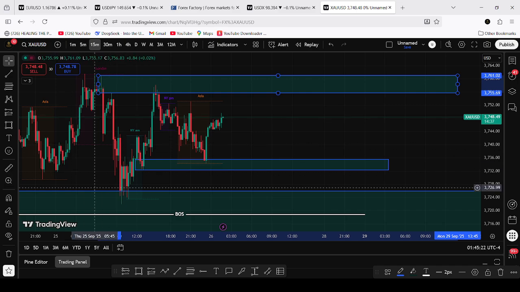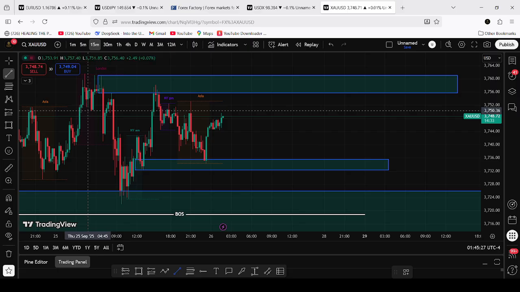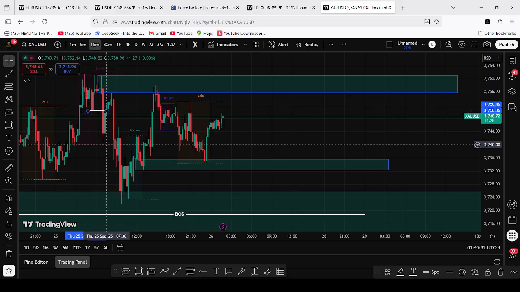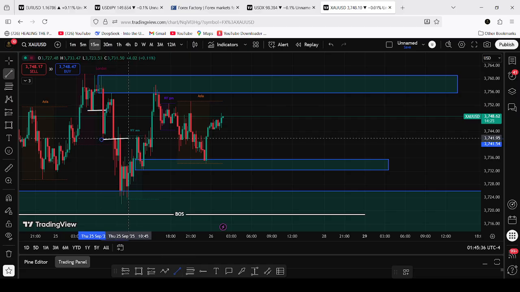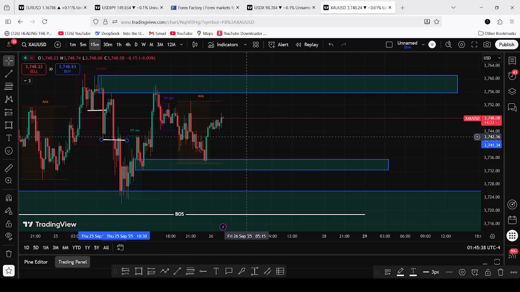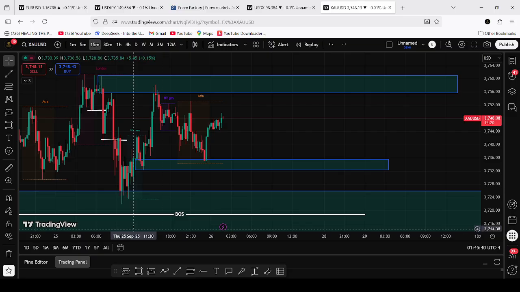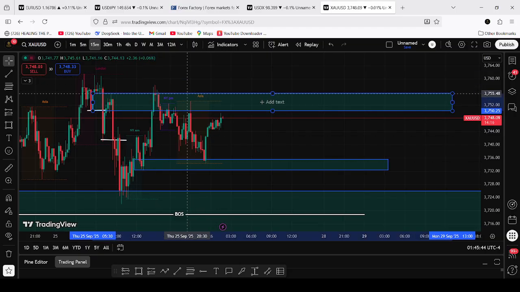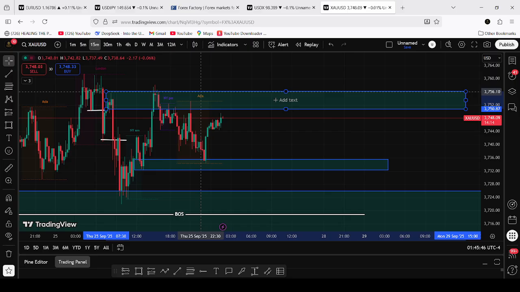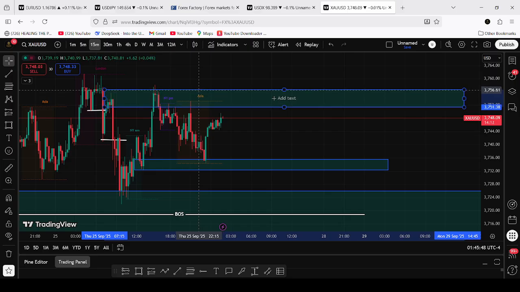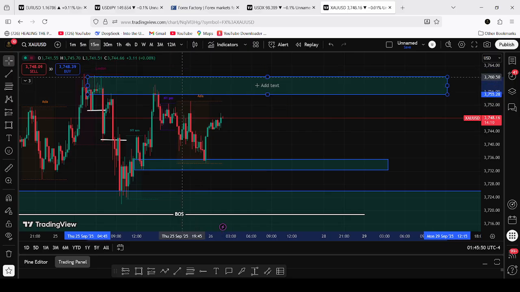Why did I put that in that position? At this point, on the 15 minutes time frame, there was a change of character. At this point, there was a break of market structure. So this was a high probability setup to take at that point. You could have taken it in either. For me, I took it at this point and placed my stop loss just above.